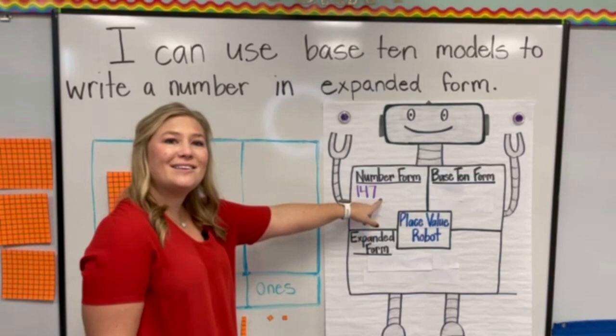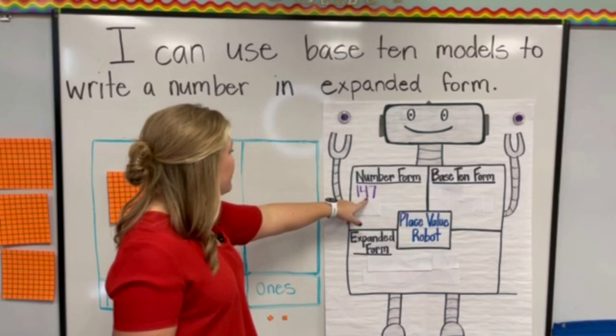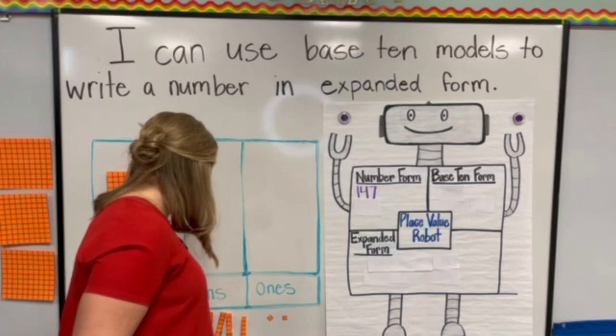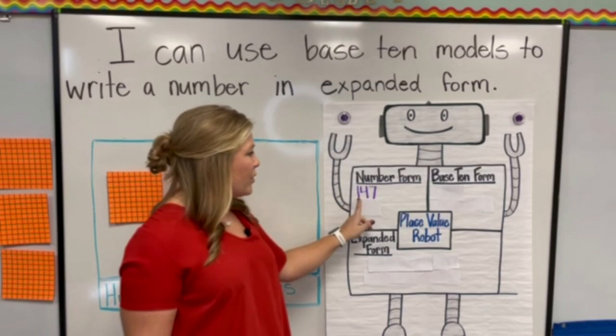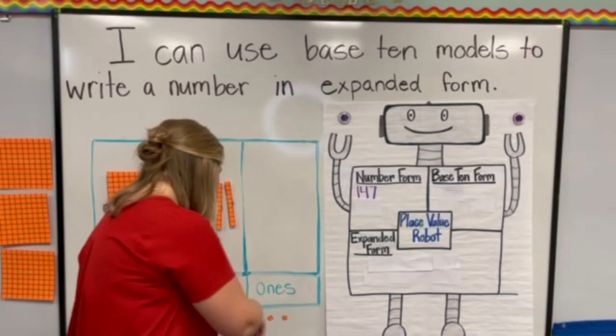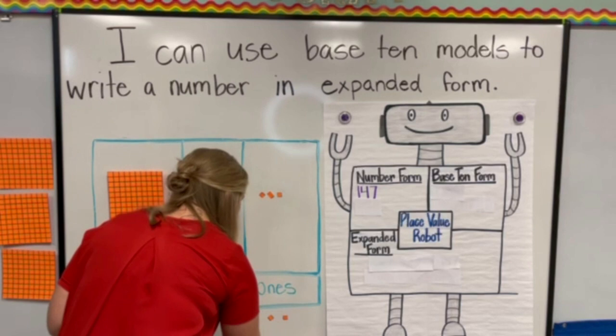I come back to my number and I say it slowly again, 147. So I see there's a 4 in my tens place. 4 tens equals 40. So I can put 4 tens rods in my tens place. Boop. And boop. And then the last one, 147. Well, 7 is just telling me that there's 7 in the ones place. So I'm going to put 7 little ones cubes up on the board to represent my 7 ones.